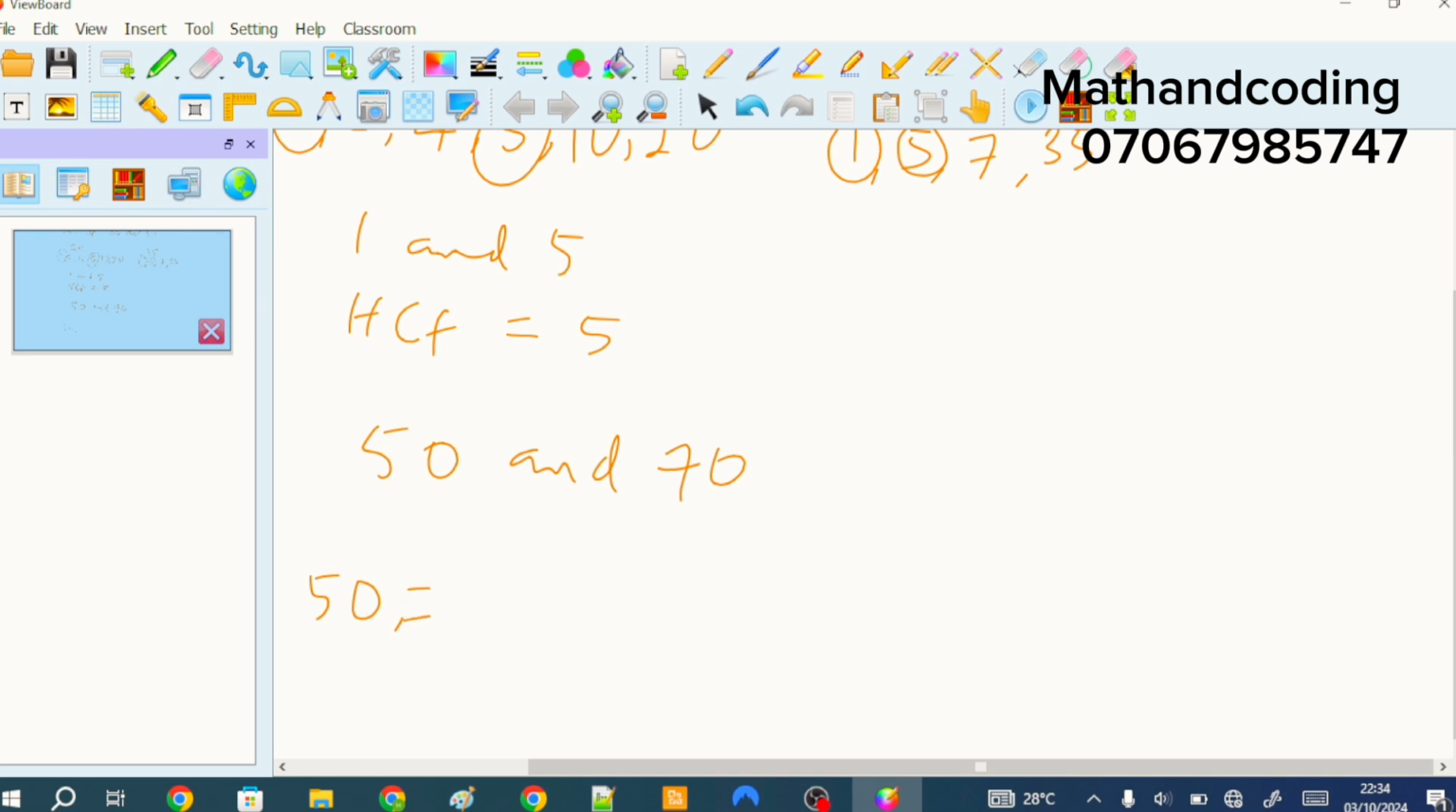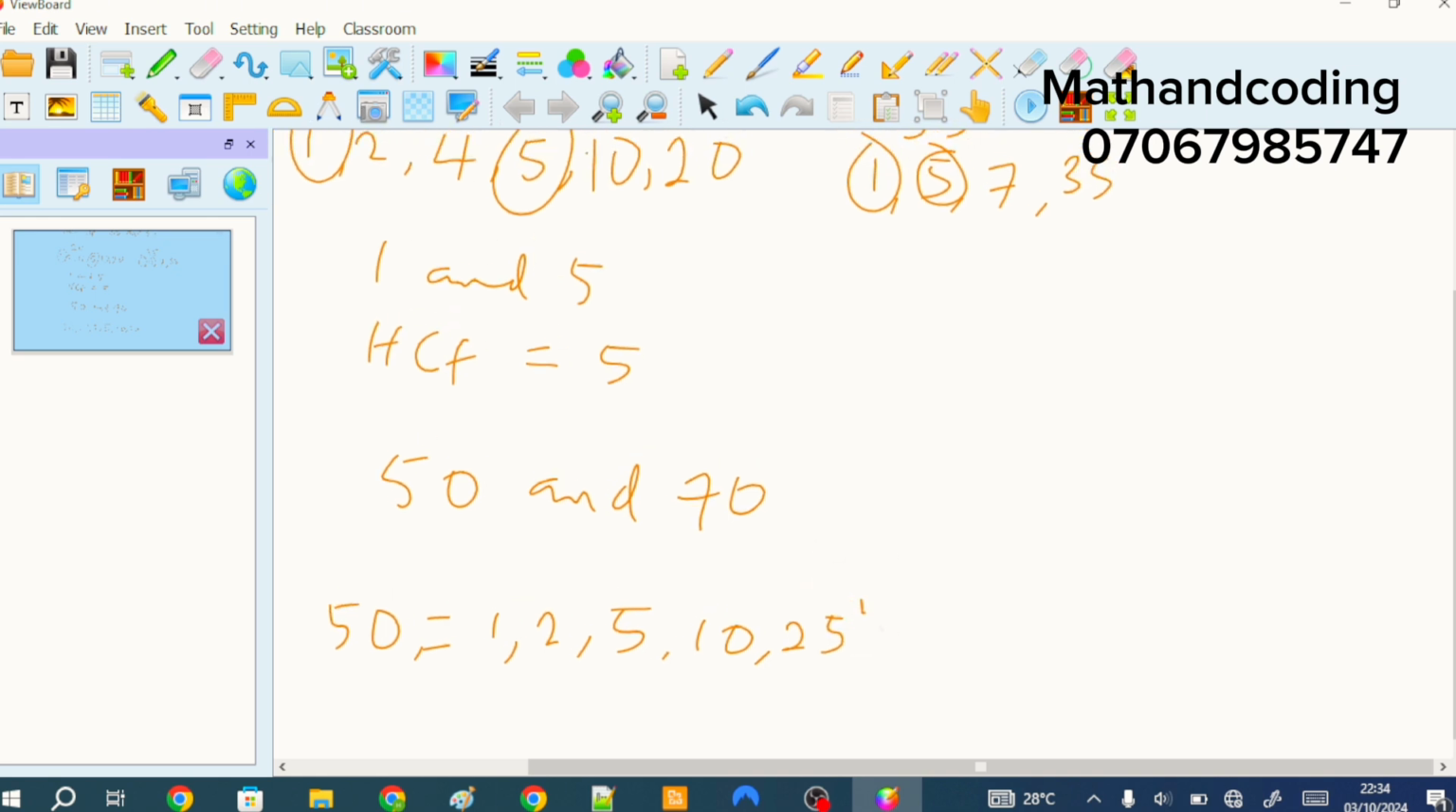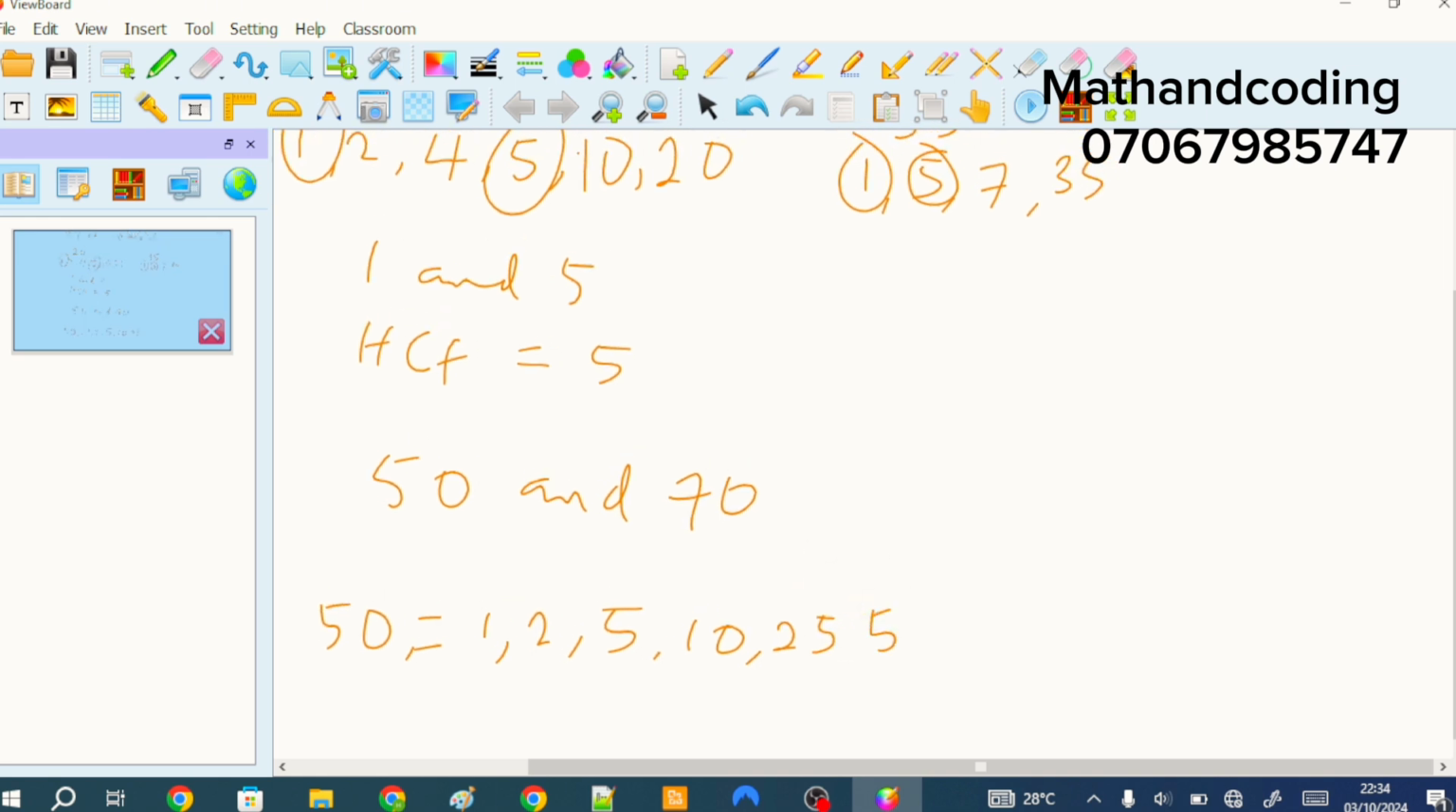1 as usual, 2 can divide 50, 3 cannot divide 50, 4 cannot divide 50, 5 can divide 50, 6 cannot divide, 10 can divide 50, 25 can divide 50, and then 50 can divide 50.